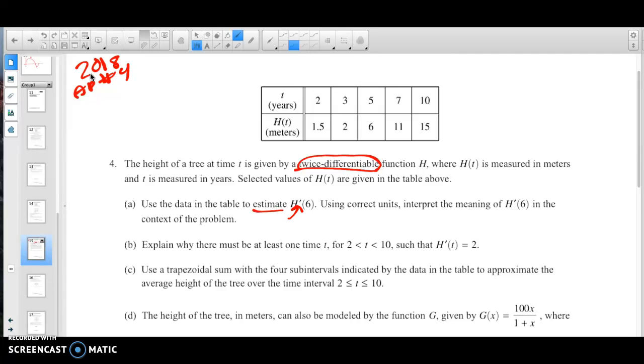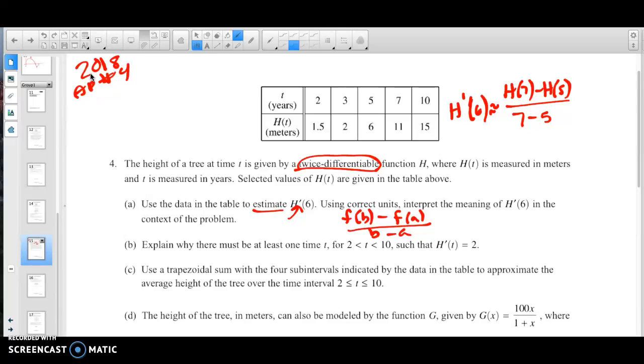Prime means slope. And to estimate slope, we're going to use the symmetric difference quotient. That is our answer for this one right here. So h prime of 6 is approximately h of 7 minus h of 5 over 7 minus 5 equals 11 minus 6 over 7 minus 5. If you want to leave it like that, you can. If you want to get it as a fraction, you can.